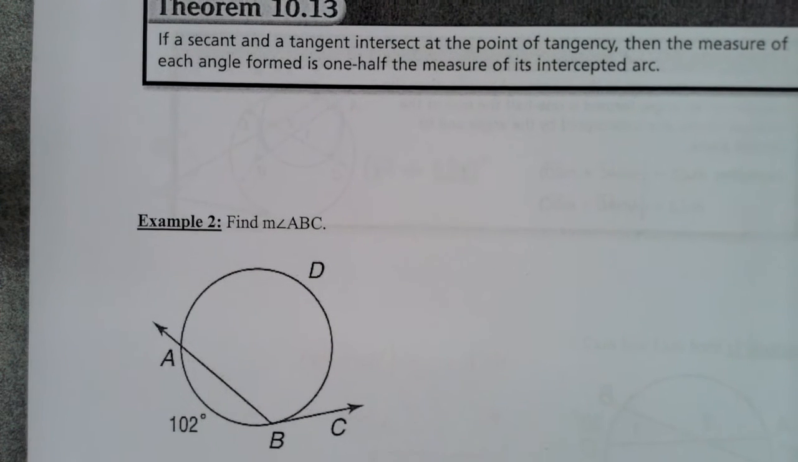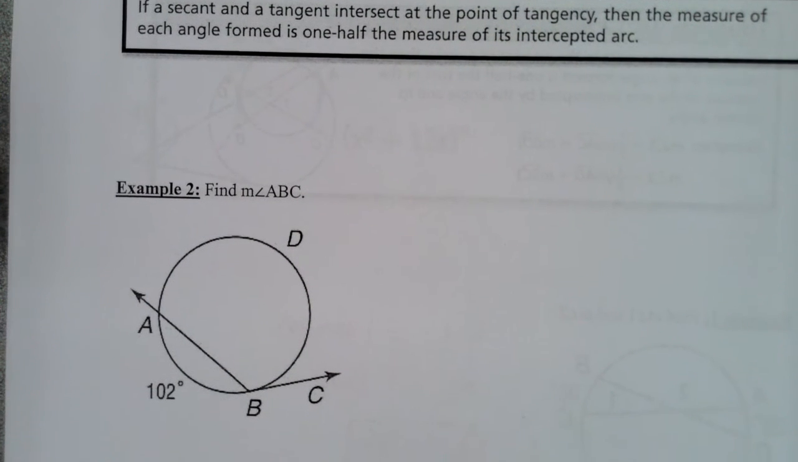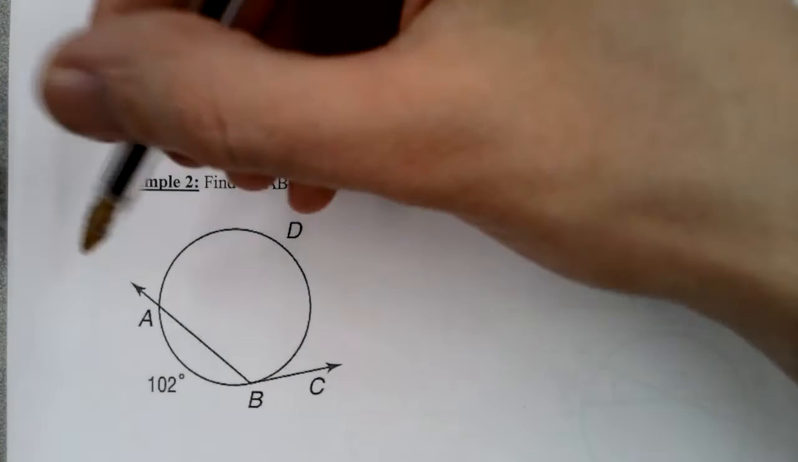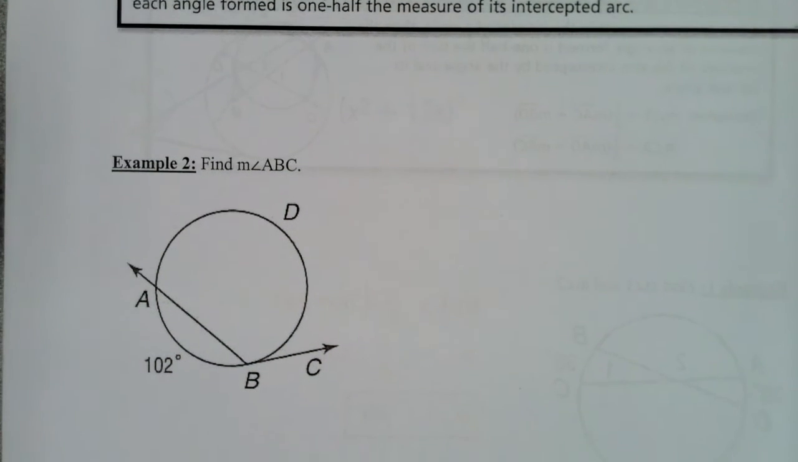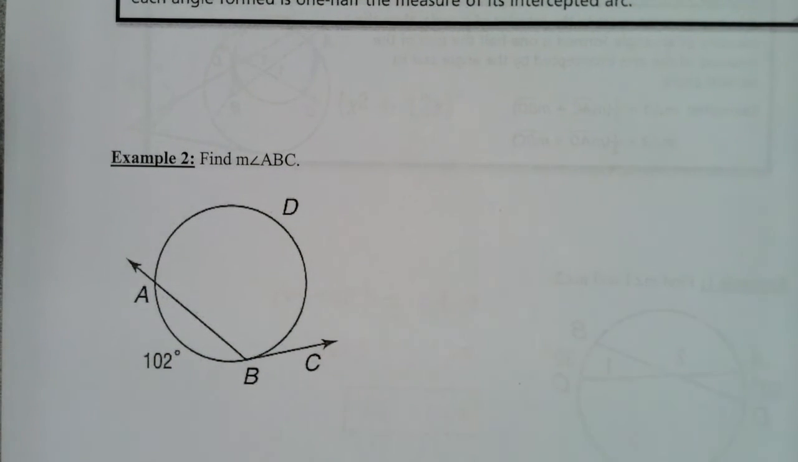So example 2, find the measure of angle ABC. So we have a secant. AB is a secant because it intersects the circle twice. BC is a tangent because it intersects the circle once. Find the measure of angle ABC.